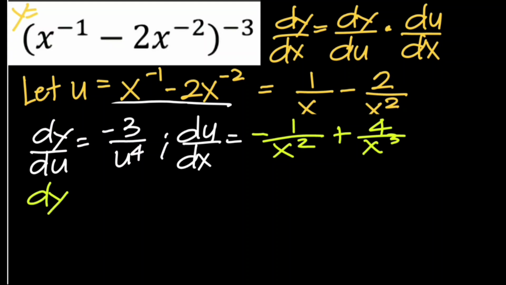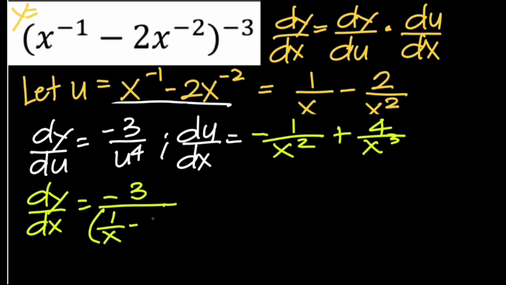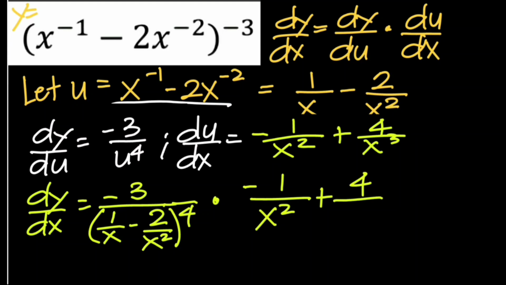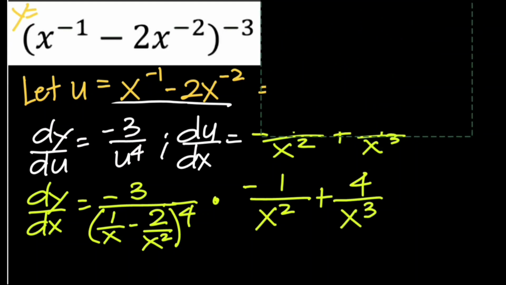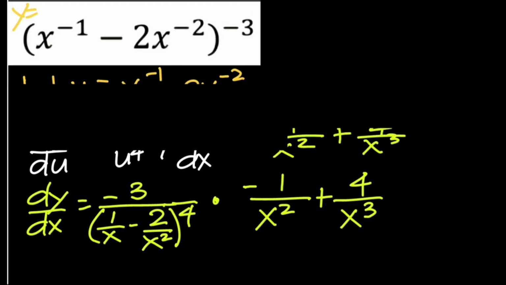So dy over dx is just equal to dy over du, which is negative 3 over u to the 4th. U is this one, 1 over x minus 2 over x squared, to the 4th, times du over dx, which is negative 1 over x squared plus 4 over x cubed. Then we can further simplify everything.